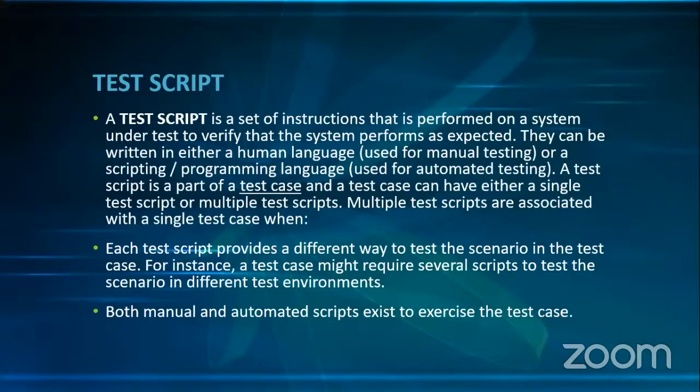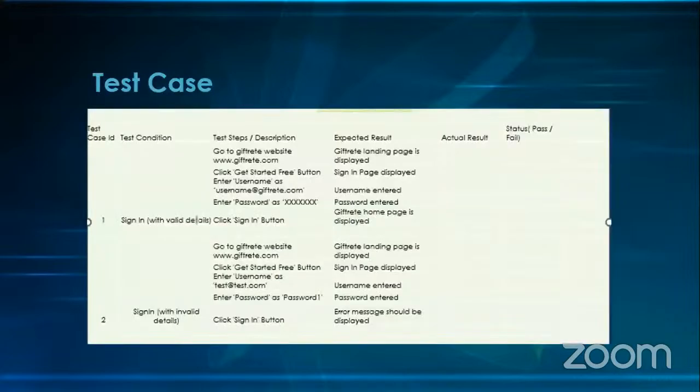So the next phase is test case. So at this stage, I just took a normal website. Gift rate was an example of the website I used. So these are the high-level scripts. This is a test case. And the reason why it's a test case is because we don't have our actual results and our status.